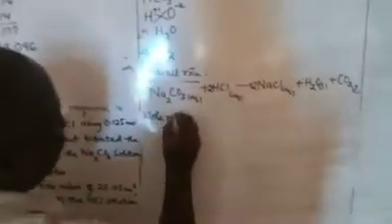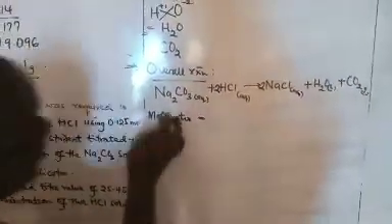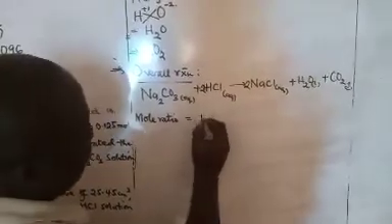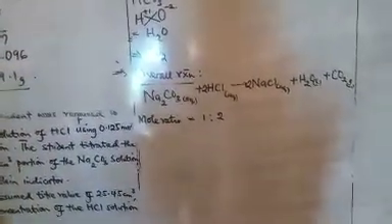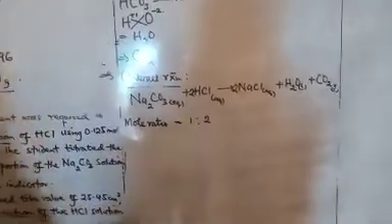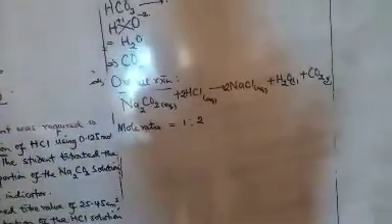Then the mole ratio. Our mole ratio will give us the base 1, the acid 2. That's what we have here. The number written in front of the compound is what you pick as the mole ratio. Okay, having done that, we are good to go. Then we will now move.